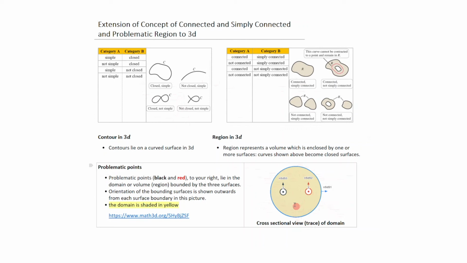Right, so just a summary then: problematic points, black and red to your right, lie in the domain or volume bounded by the three surfaces. The orientation of the bounding surfaces is shown outwards from each surface boundary in this picture. And if you want to look at this in more detail, you can look at this URL. So more or less, this is the picture we're looking at when we extend things to 3D.